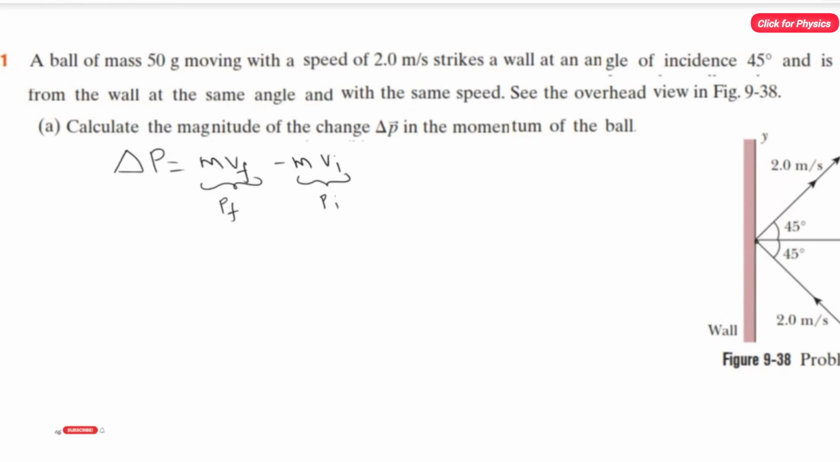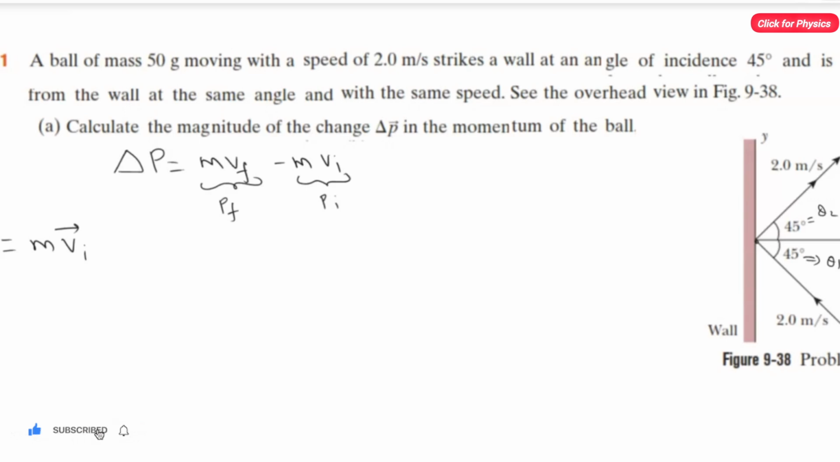So let's find the pi, that means the initial momentum. And initial momentum formula is nothing but mass multiplied by initial velocity, the vi vector. So if you see this diagram, the ball is coming with initial speed of 2 meter per second. You can see the arrow mark. Its angle of incidence, let's take this angle as theta 1 and this angle as theta 2, but both angles are exactly 45 degree and both speeds, initial speed and the final speed, are the same, 2 meter per second.